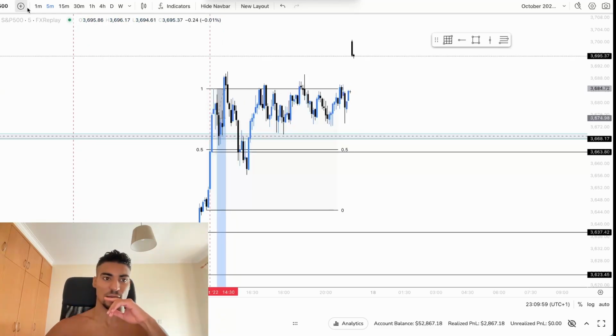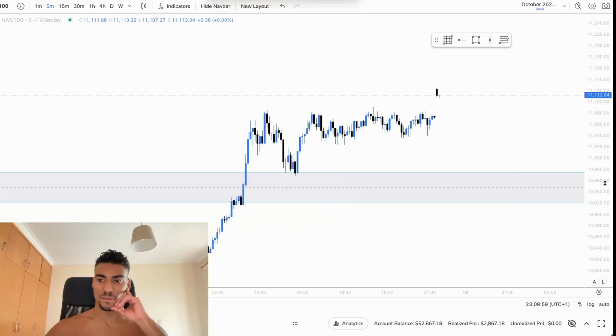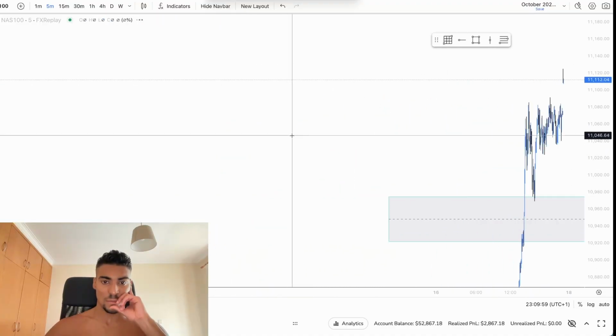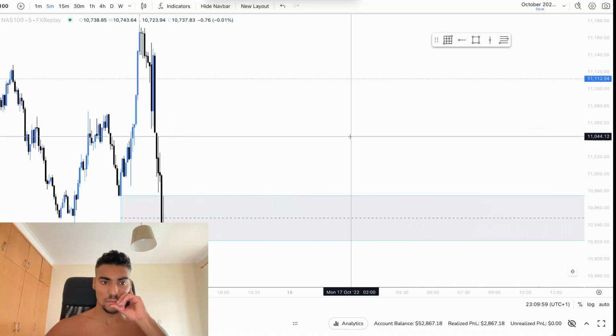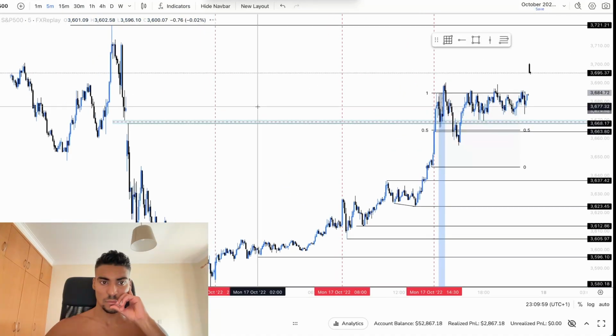Look at this price action. What a beautiful price action. I'm joking, obviously. Consolidation paradise. We didn't have much though.